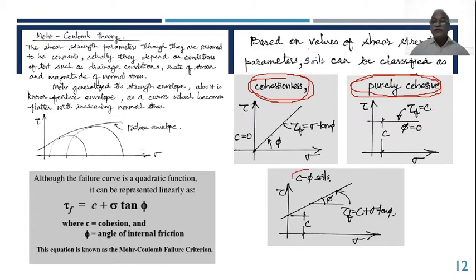Then the last one, which is referred to as C phi soil, means it will have both the values of C, the cohesion, and also angle of internal friction phi, and the general equation of a strength envelope or failure envelope would be tau f equal to C plus sigma tan phi. So that is general. If C becomes 0, that is this intercept becomes 0, it goes over there, right? If phi becomes 0, this becomes flatter. Those are the particular cases. This is the most general one.